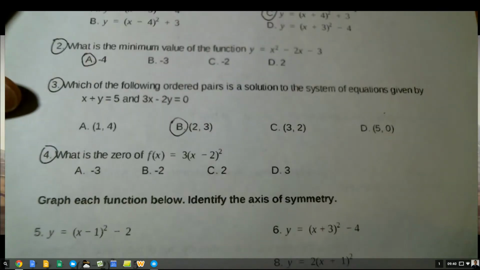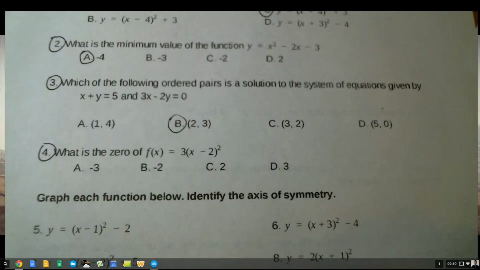And now, question 4. What is the 0 of the function f of x equals 3 times (x minus 2) squared? Let's take a look. What is the 0 of this function? What does that mean?